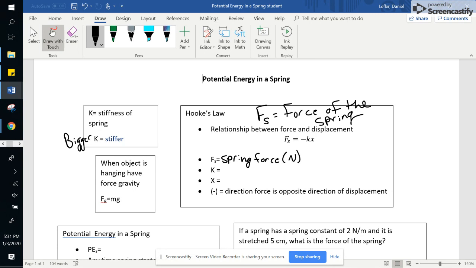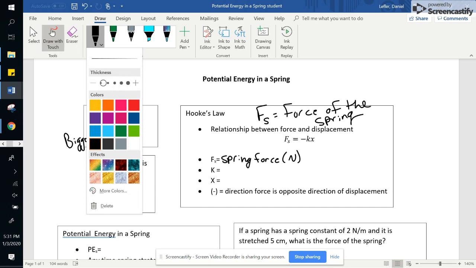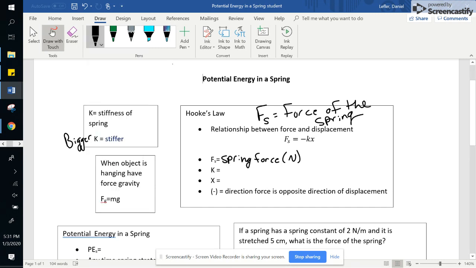This is measured in newtons. K is just the spring constant, and that's measured in newtons per meter, or N over M. And then X, like I've said, is displacement, which again is measured in meters. And then the negative just tells you the direction of the force is opposite of the direction of the displacement.